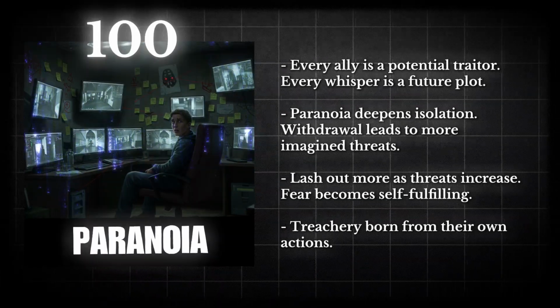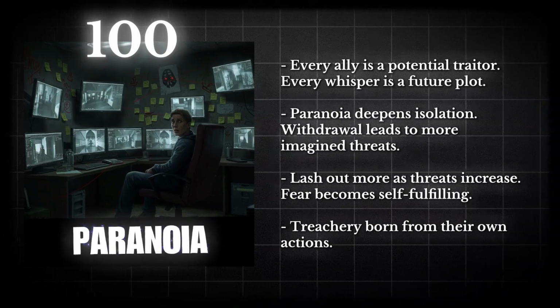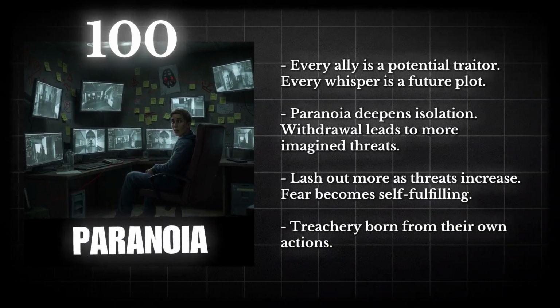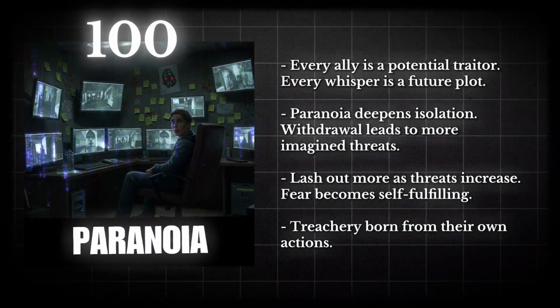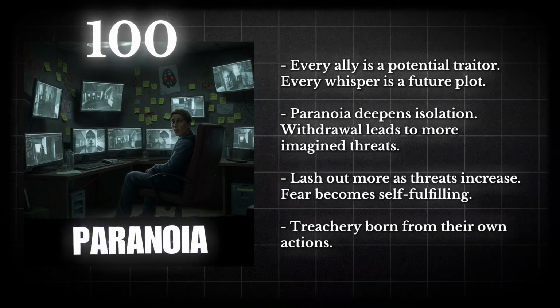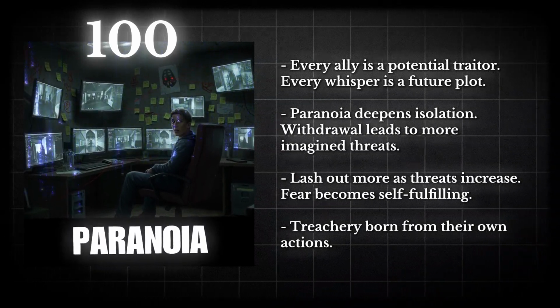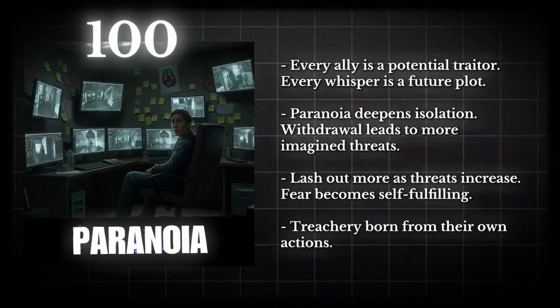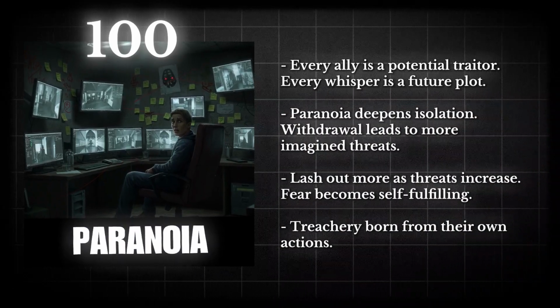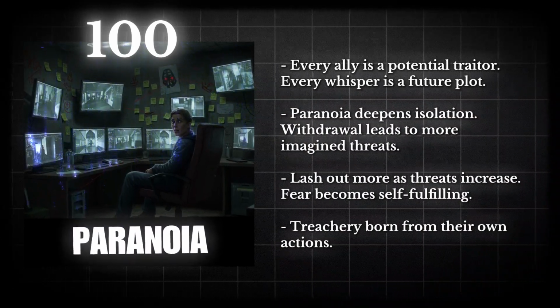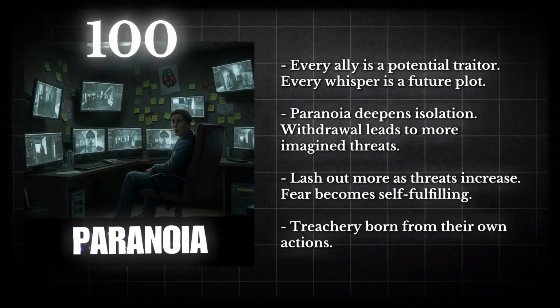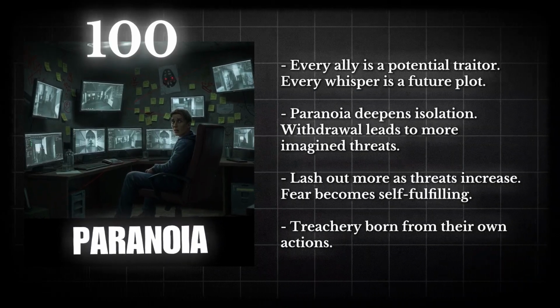100. Paranoia. The villain trusts no one. Every ally is a potential traitor, and every whisper is a future plot against them. Their paranoia only deepens the isolation. The more they withdraw, the more they imagine threats, and the more they imagine threats, the more they lash out. In the end, their fear becomes self-fulfilling. The very treachery they anticipated is born from their own actions.